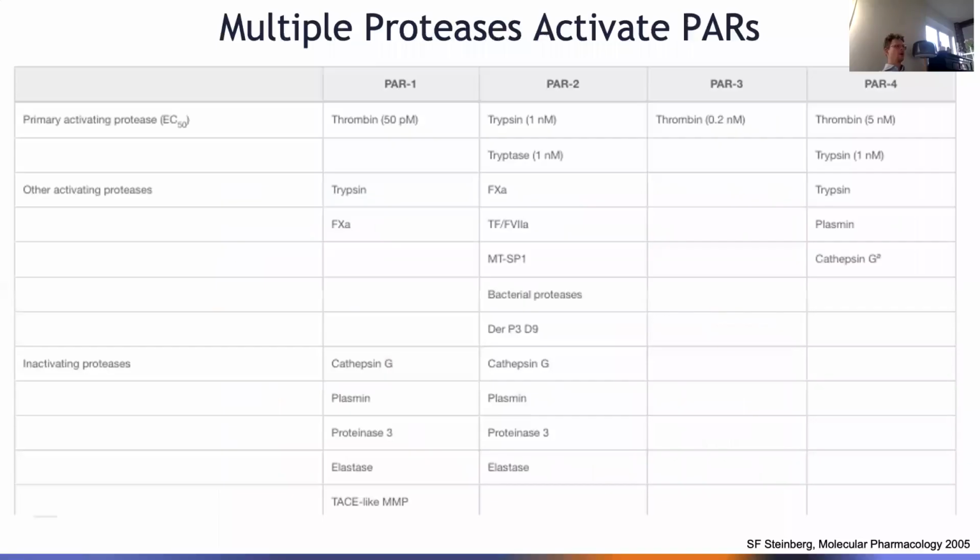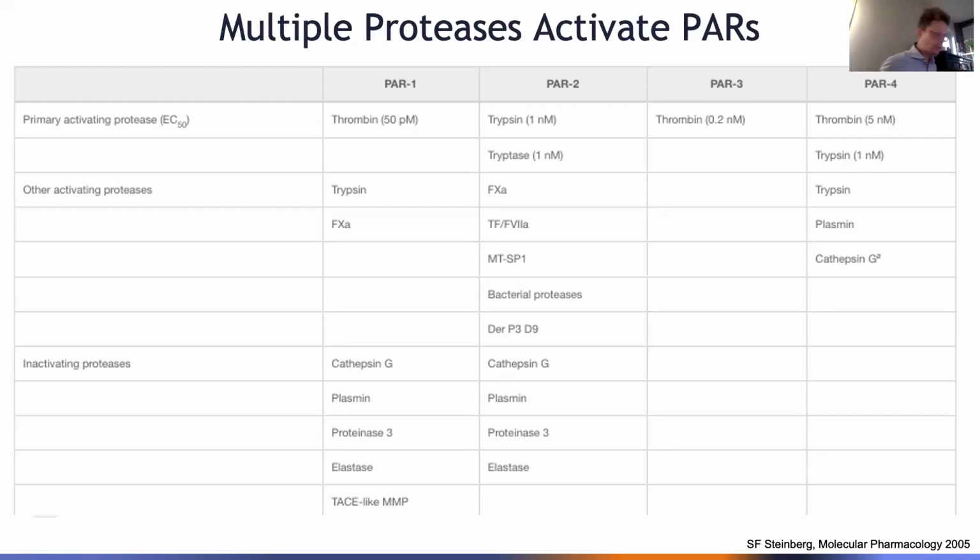No, actually it doesn't. This is a very old table already from 2005, so it definitely needs some updating in my presentation. But what you can appreciate here is that not only proteases of the coagulation cascade are able to activate PAR receptors, also multiple other proteases, for example, cathepsin G and plasmin, can either inactivate or activate your receptor. So we actually don't know in these mouse models where we knock out PAR1 or PAR2 whether it's indeed the coagulation cascade that does the trick. It can also be a different protease that is not able to activate your receptor anymore, which causes your phenotype.